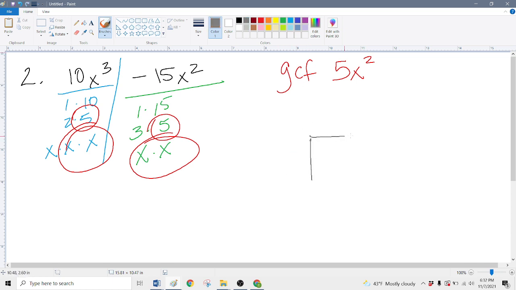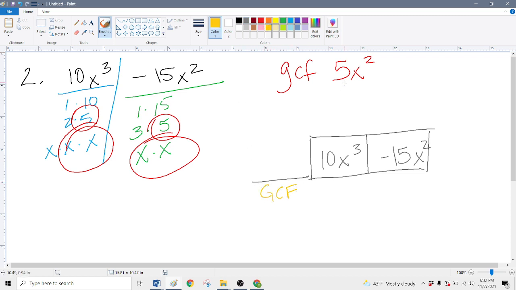It'll look like this. Because now what we want to do is factor out the GCF, or divide out the GCF. Our first original term goes in that first box. And here's the second one. Out front here, that's where we're going to put that GCF that we found. So that'll go out front here. Our greatest common factor, 5x squared. And up top here, we want to divide 5x squared out of 10x cubed.